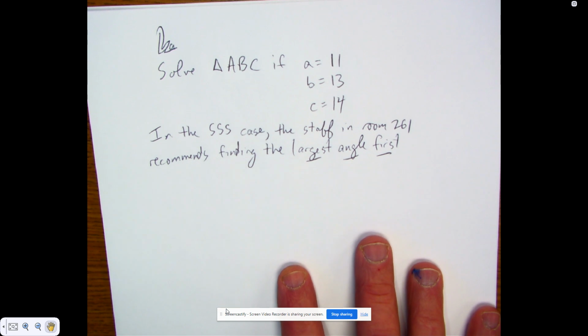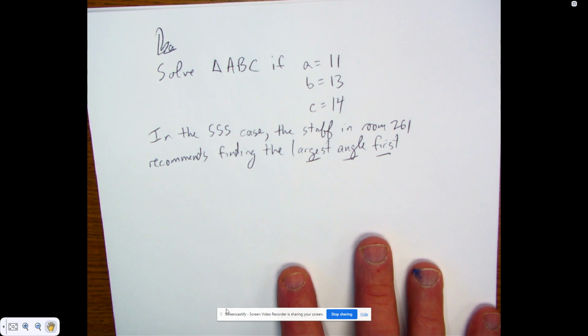Now, the staff in room 261 is 51 years old, and the students in room 261 are 17. And so, since you're 17, you probably know everything there is to know, and so you do whatever you want, unless you trust the staff in room 261, and then you pause and follow this advice and listen to it maybe more than once.